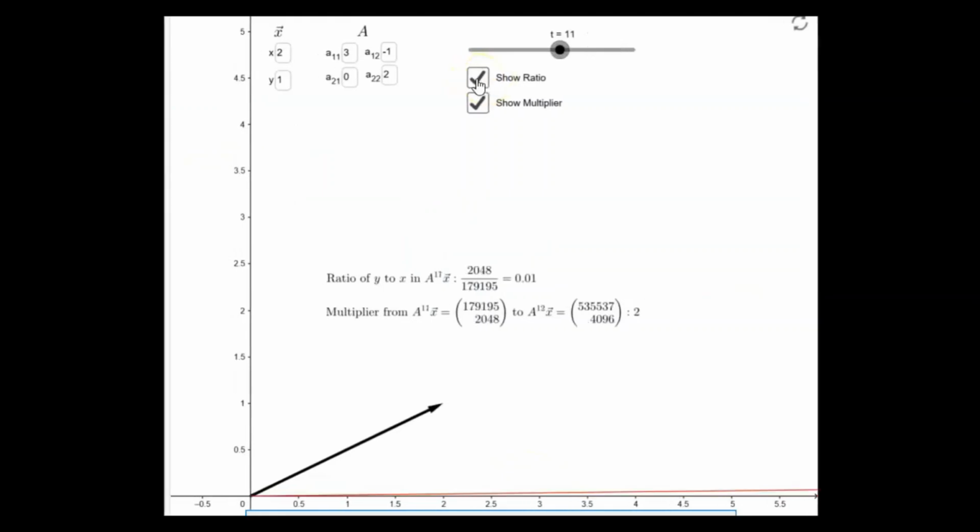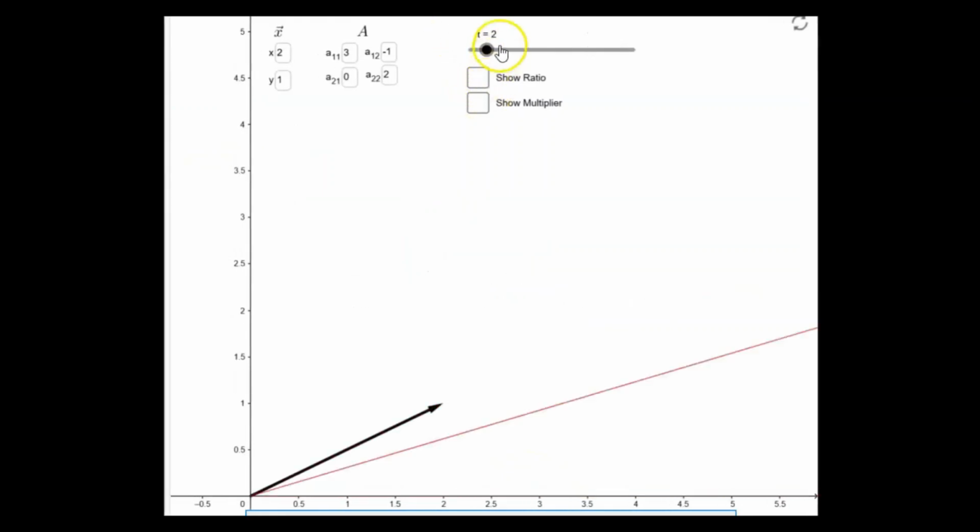So here we have the applet pulled up, and what I have entered in here is the initial matrix 3, negative 1, 0, 2, and I'm just going to start off with this arbitrary vector 2, 1, which you can see is both the red and black vector. The black vector will stay there as a reference so we can see what happens.